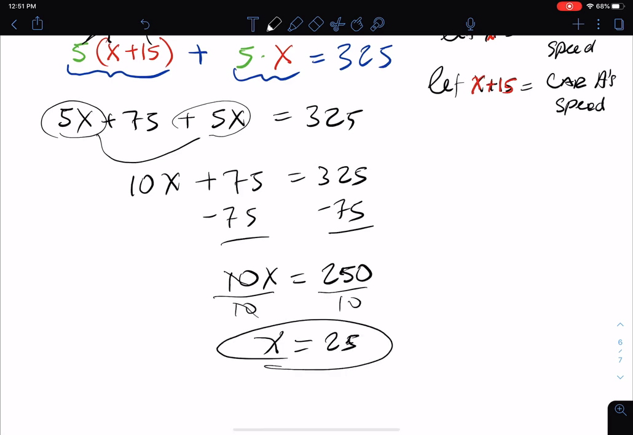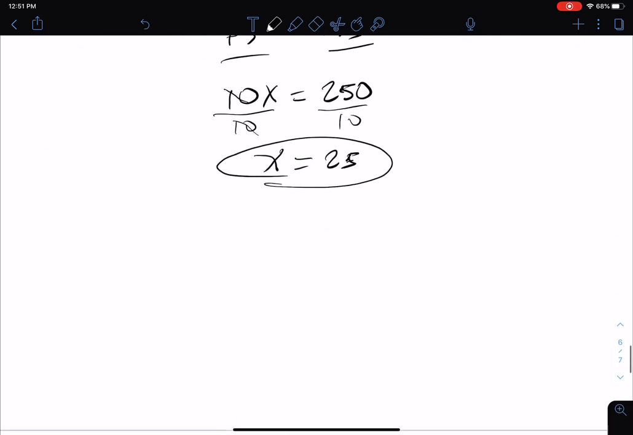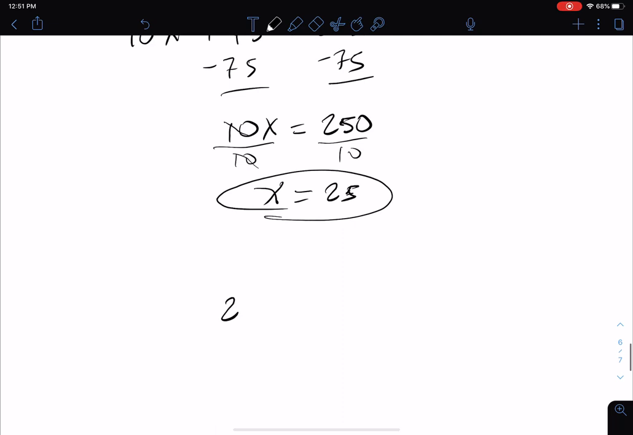So this is where our defined variables are really helpful. What was x? Car B's speed. I'll write it like this.